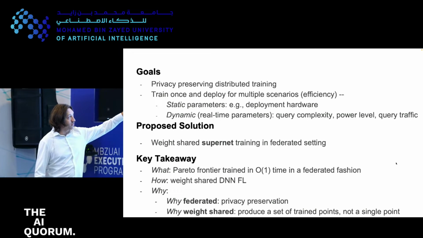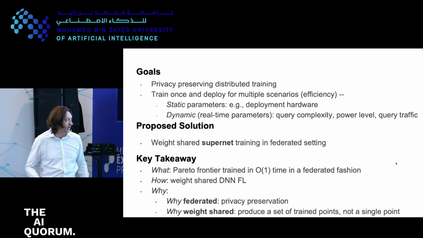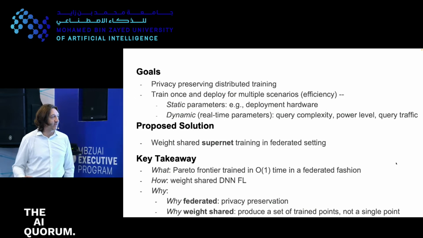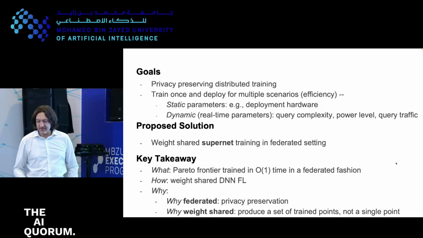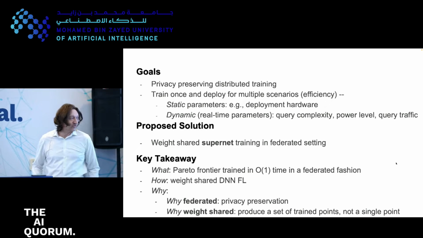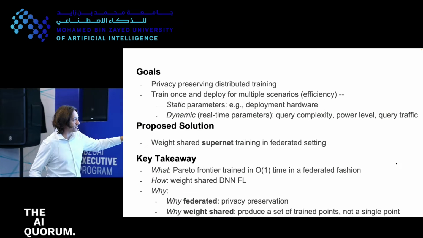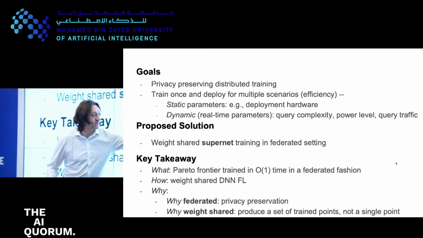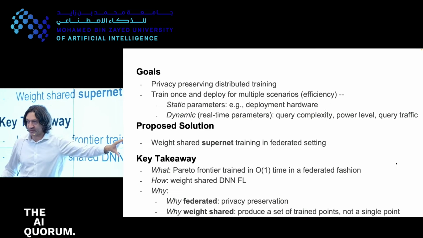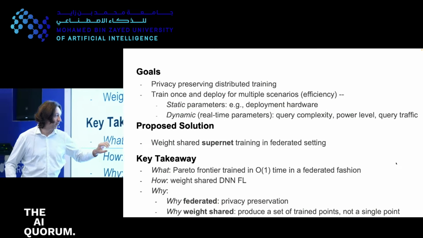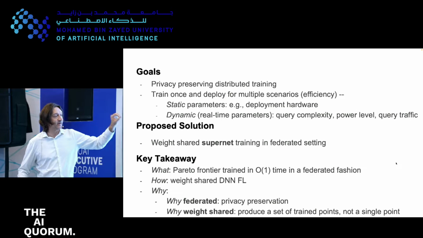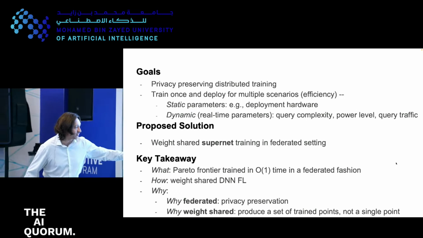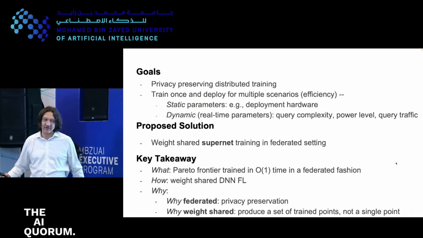The proposed solution, the mechanism that we are trying to use for this, is the weight-shared supernet training in federated setting. And the key takeaway is the following. What are we trying to do? We're trying to train Pareto frontiers with asymptotic complexity of order 1 in a federated fashion. Okay? Pareto frontiers per client in order 1 in a federated fashion. How are we trying to do this? The mechanism for this is weight-shared DNNs.